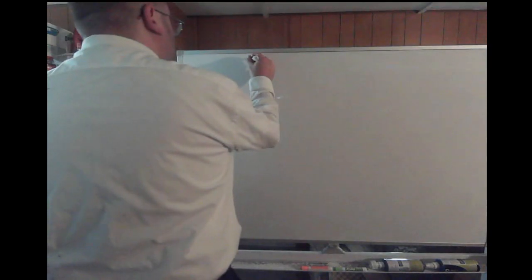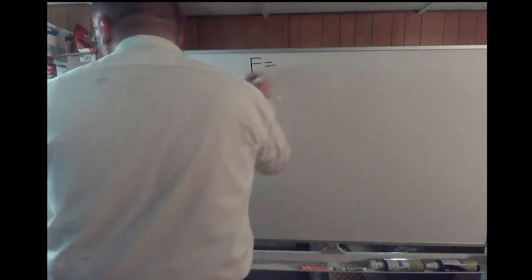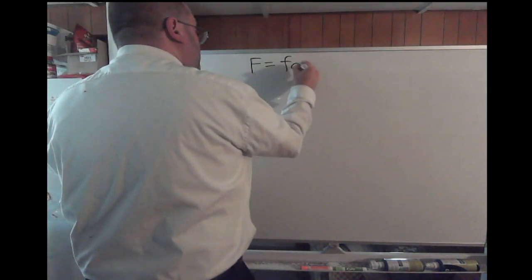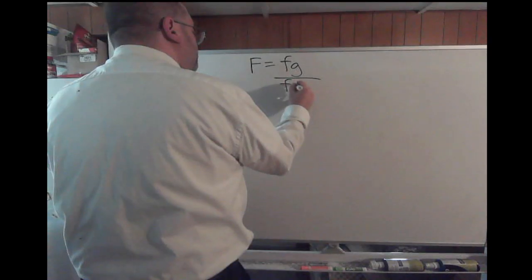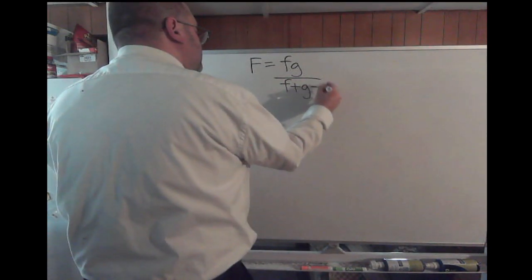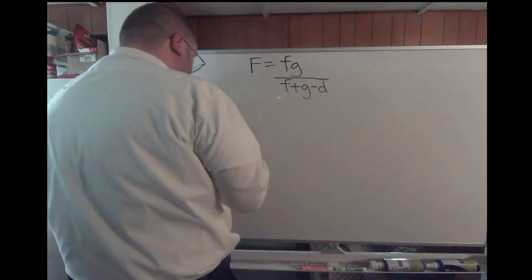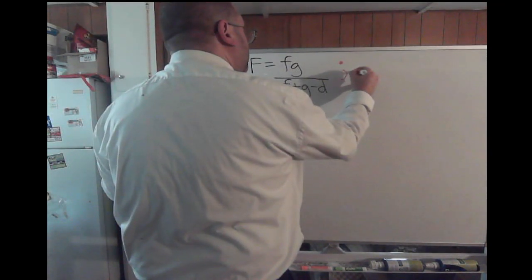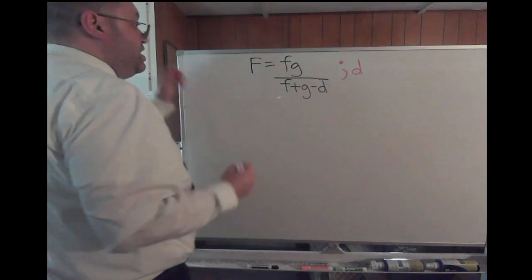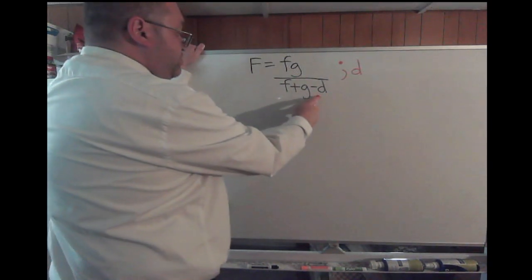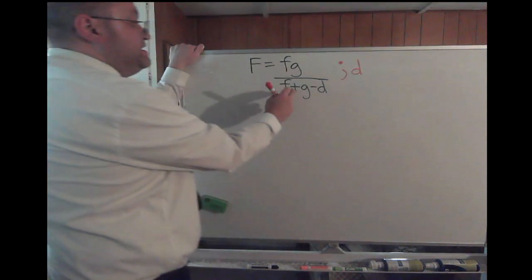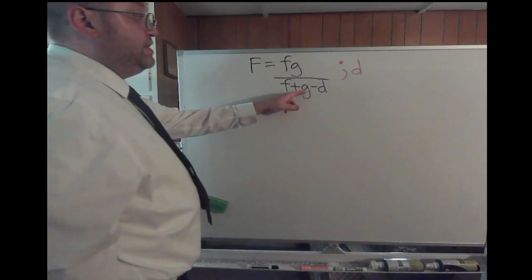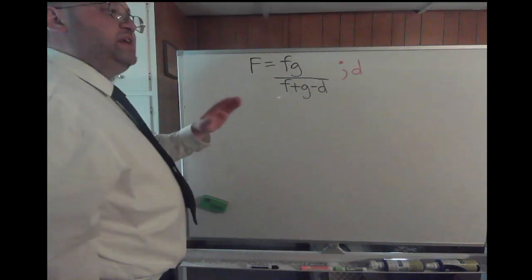Here's a good one. F equals FG all over F plus G minus D. And they want you to solve for D. Well, your D term, this whole thing, F plus G minus D, is in the denominator. We want to get rid of that denominator first. If the term you're seeking is ever in the denominator, first find a way to get it out of there.